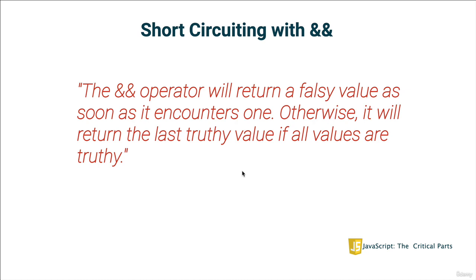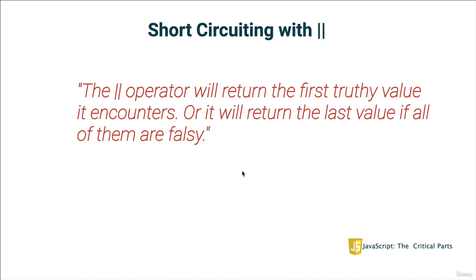All right, short circuiting with OR. The logical OR operator will return the first truthy value it encounters. So as soon as it encounters a truthy value, that's where it stops. Or it will return the last value if all of them are falsy. So the last falsy value if all of them are falsy.